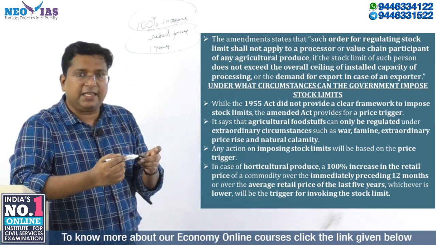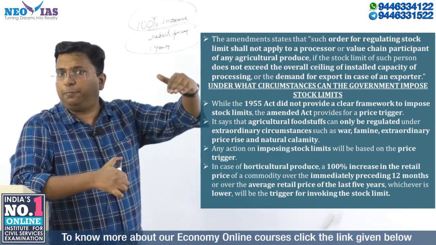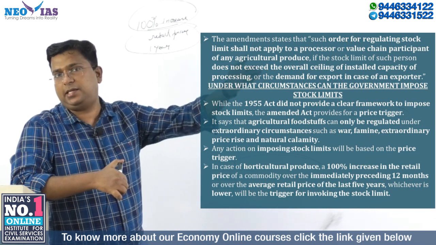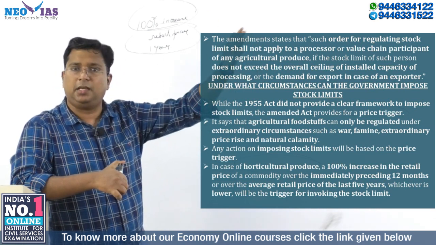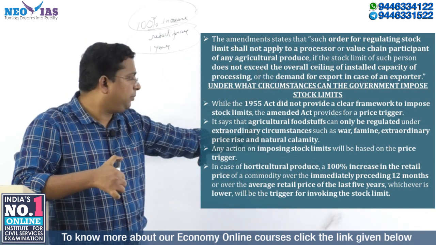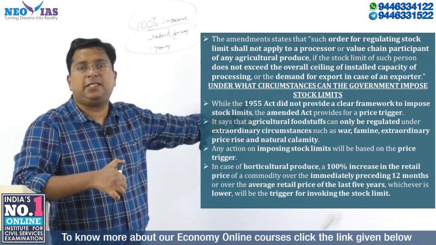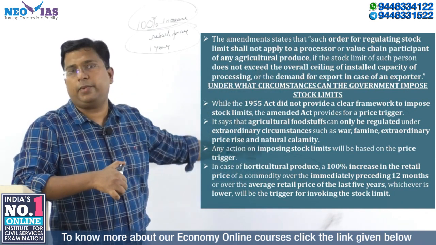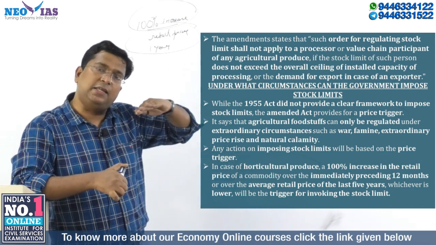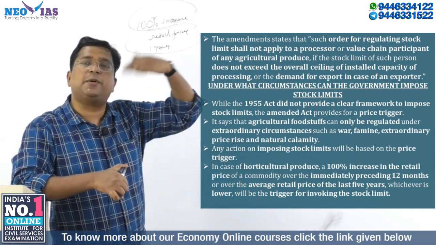So if there is a 100% increase in the price compared to the last year for horticultural produce, this price trigger will come, and then the government can impose a stock limit if the increase in the price is 100%.